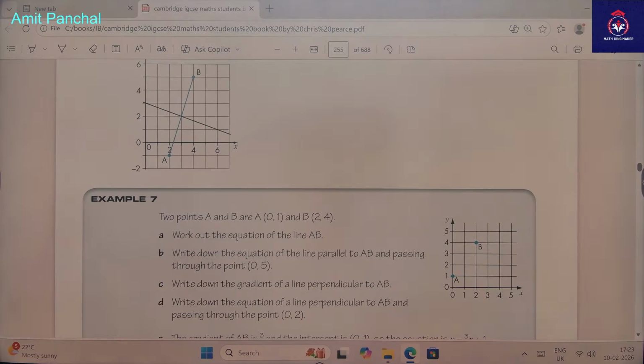Yes, sir. So I got y equals 1.5x plus 1. Okay. Now, which chapter number is this? Which subtopic number is this? This is perpendicular and parallel lines. It's about 15.2, like that, which one?